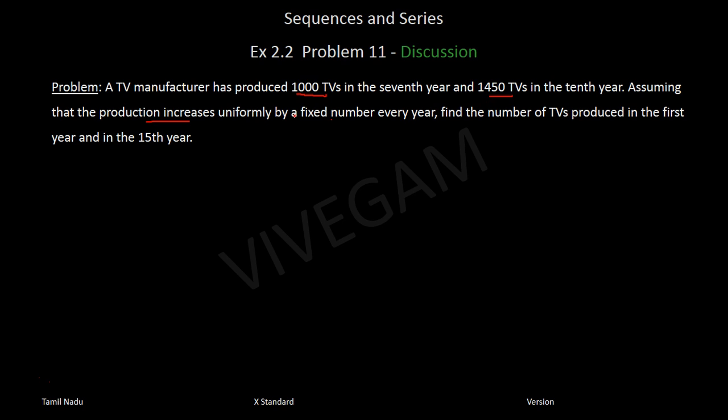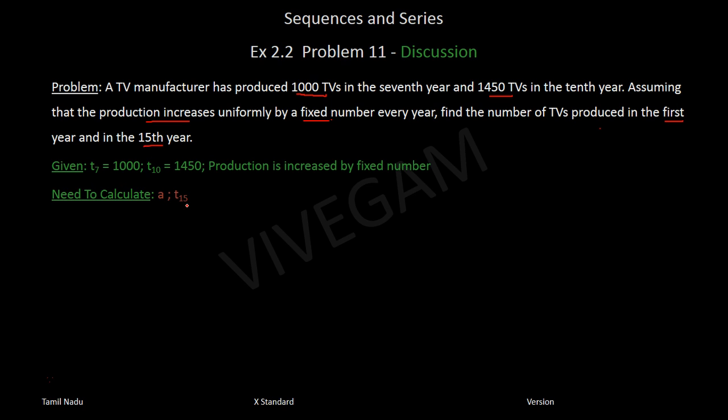Let me repeat, this is a key word, fixed number. Production is increasing by a fixed number every year, so this tells us that it is an AP series. And then they say 7th year production is 1000, so T7 is 1000 and 10th year is 1450, T10 is 1450. So T7 is 1000, T10 is 1450, production is increased by a fixed number, so it is an AP series. Great. And what are you asked to calculate? Find the number of TVs produced in the first year, that is A, and in the 15th year, that is T15. So we are asked to calculate A and T15.